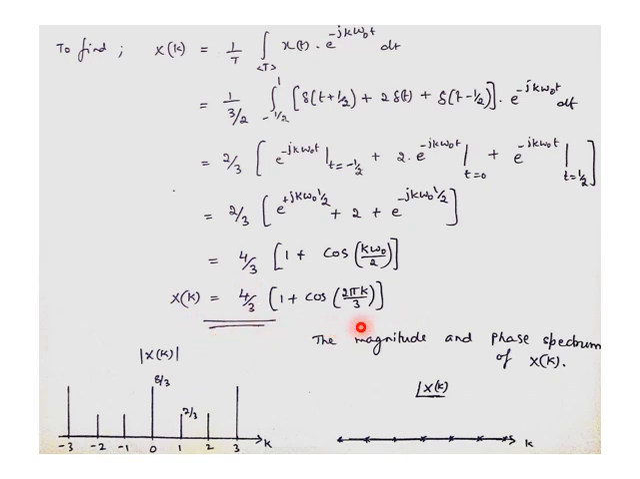So if you substitute different values for k, what is going to happen if k is equal to 0? Cos 0 is equal to 1, so this value will be 1. 1 plus 1 is 2, 2 into 4 is 8 by 3. So when k equal to 0, we will have 8 by 3.